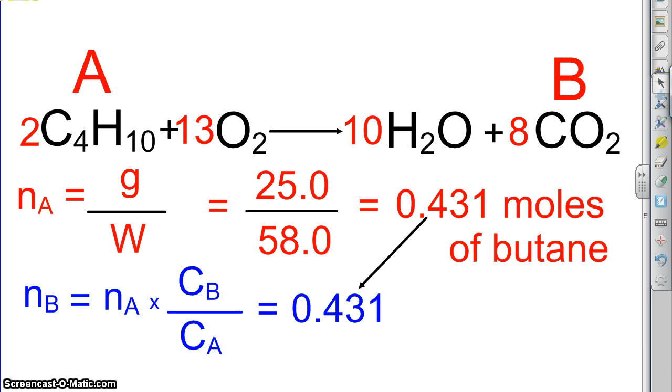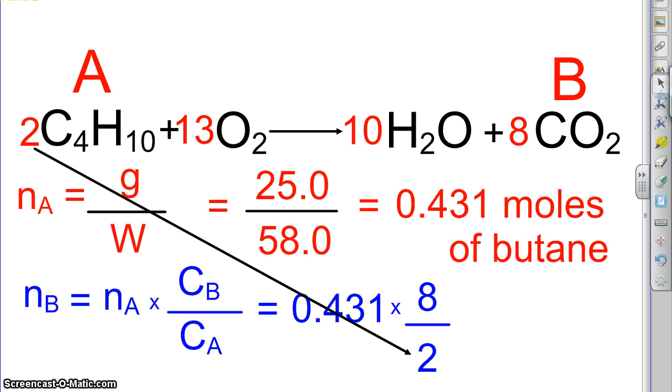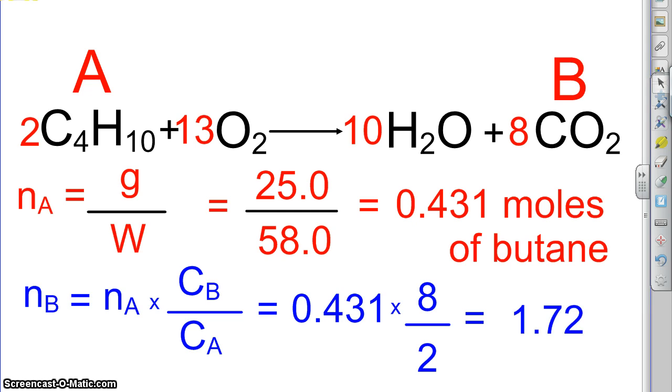And we're going to take that times the coefficient ratio. Coefficient of B, right there. Coefficient of B was 8, so that comes down there. Over the coefficient of A, which we look up here, that is the 2. So 0.431 times 8 over 2 is 1.72. And what is that? That's moles of B. Moles of carbon dioxide.